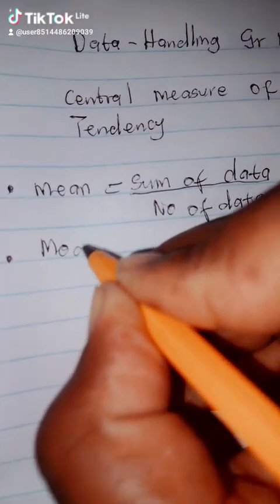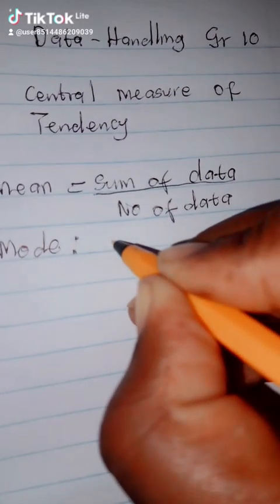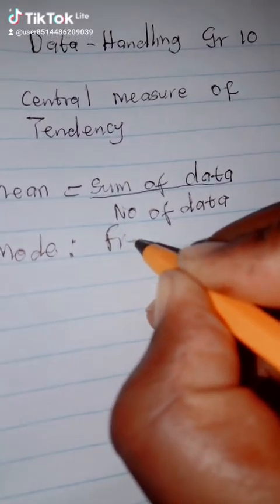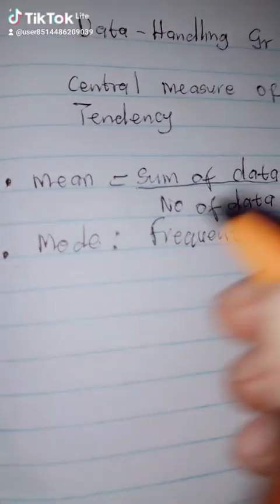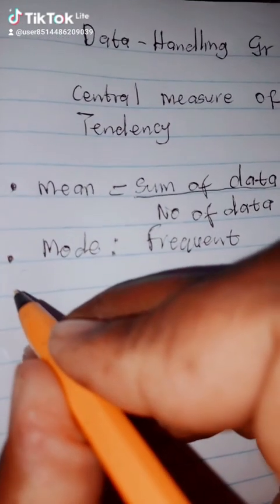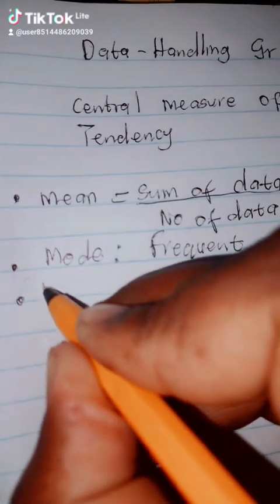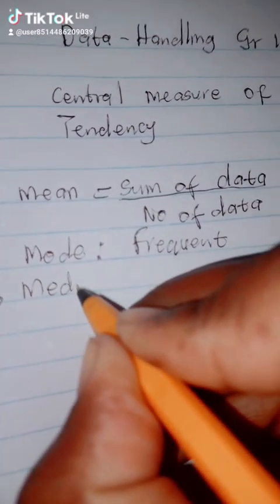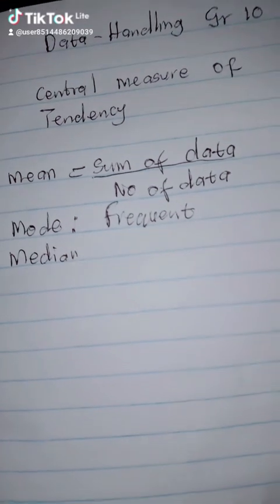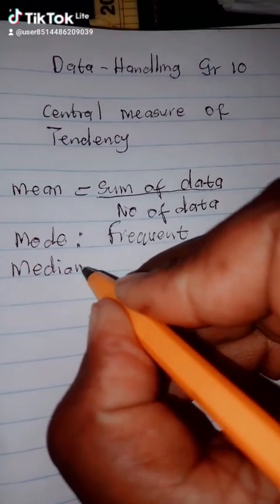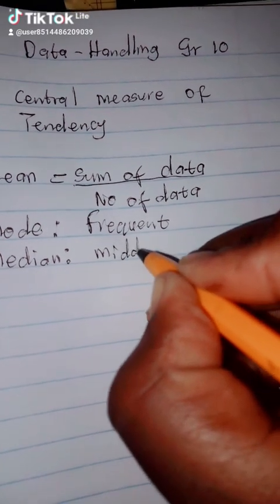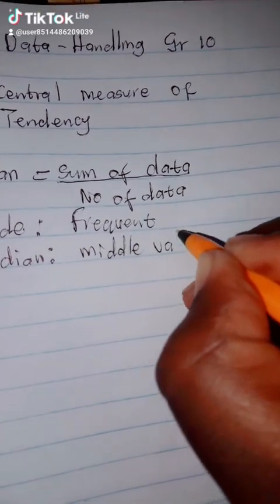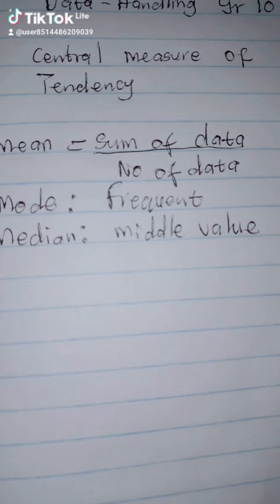Then that's the mean. Secondly, we're talking about the mode, which is the most frequent value, or the most appeared value in the data set. The third one is the median. We will be looking at the median, which is the middle value in the data set.